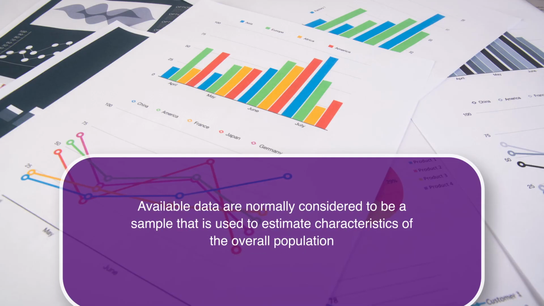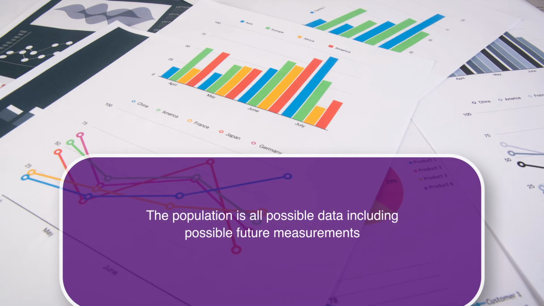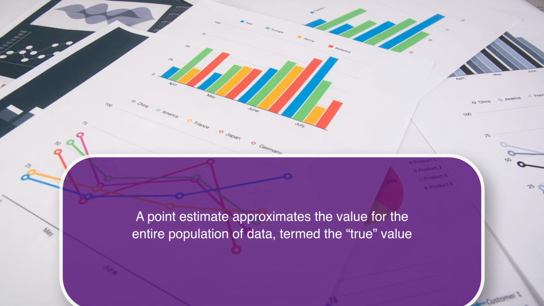Confidence limits or intervals are commonly used in association with statistical calculations. Available data are normally considered to be a sample that is used to estimate characteristics of the overall population. The population is all possible data, including possible future measurements. The sample data can be used to calculate a point estimate such as an average leak rate in leaks per mile per year. A point estimate approximates the value for the entire population of data, termed the true value.